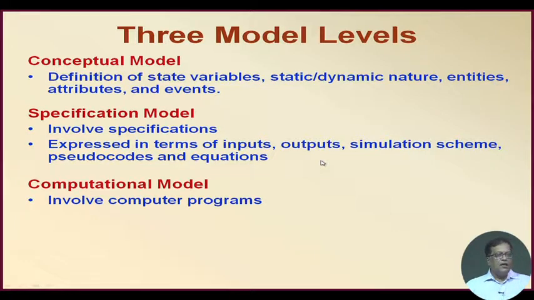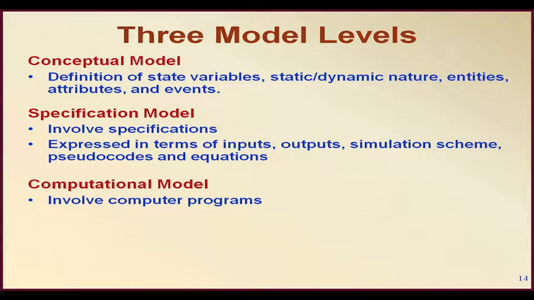So, basically there are three broad model levels. One is called a conceptual model, where mentally you work out that these kinds of events are occurring, this is happening, this is flowing, these are the entities, these are their attributes, these are the state variables, and put them into a conceptual map. So, that is a conceptual model.